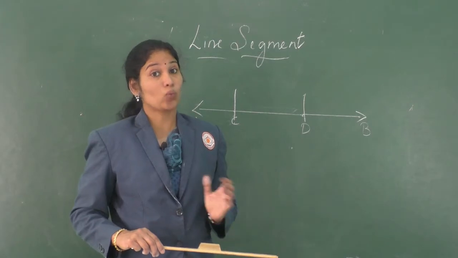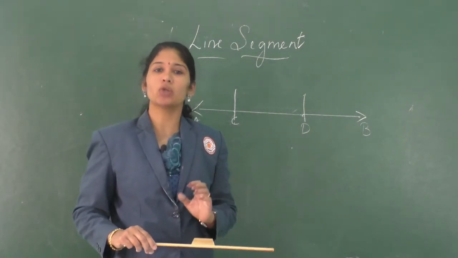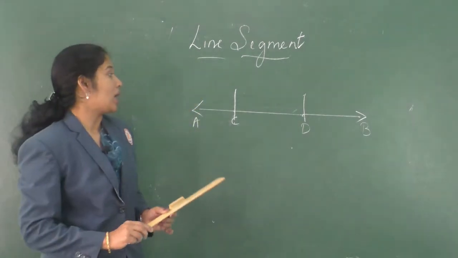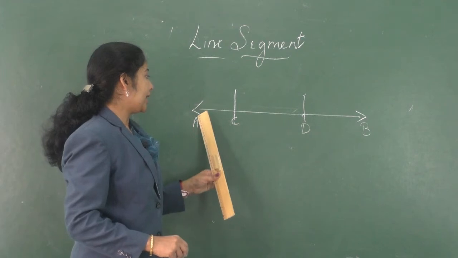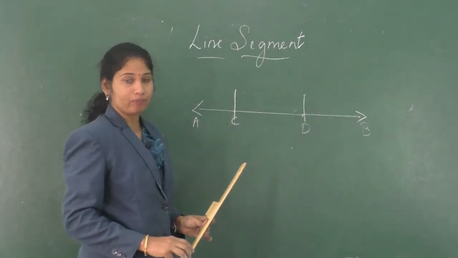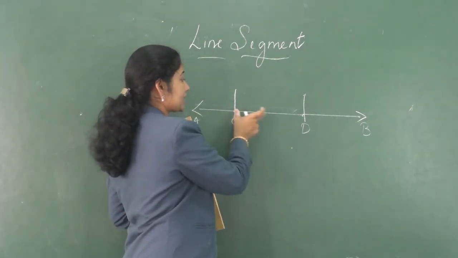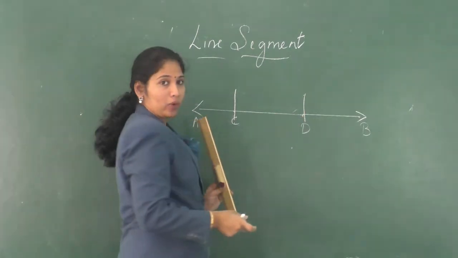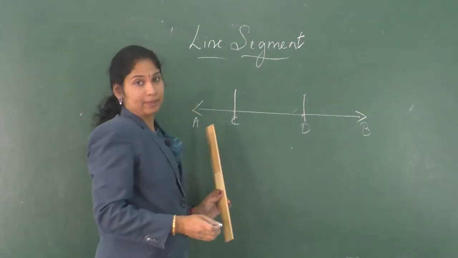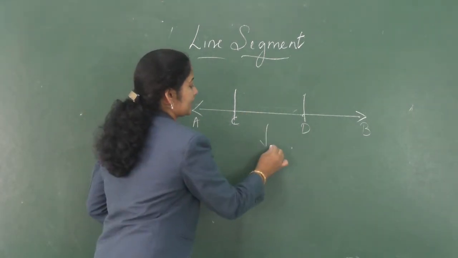Children, we already learned what is a line. A line has no endpoints and no breadth, no thickness. Next our topic is line segment. Here I marked A and B in between C and D. C and D has a fixed length and it has 2 endpoints. This is what we call a line segment. CD is the line segment.